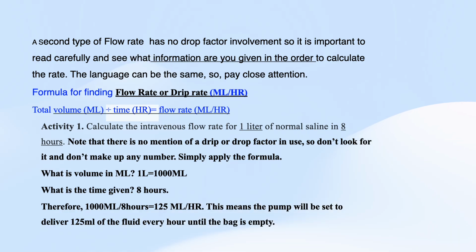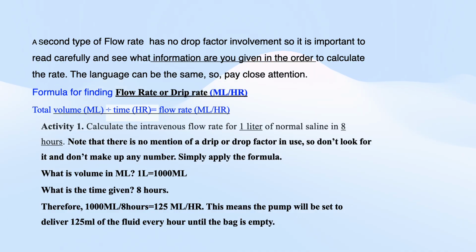Okay, so this is the second type of flow rate you will be asked to calculate. In this flow rate, you are being asked to run the infusion on an hourly basis. So this requires us to set up the pump to run the IV fluid every hour to deliver the volume every hour. So in this case, we're not dealing with drops per minute, we're not dealing with drop factor, we're not dealing with any special calibrated tubing set. Okay, so this is straightforward.